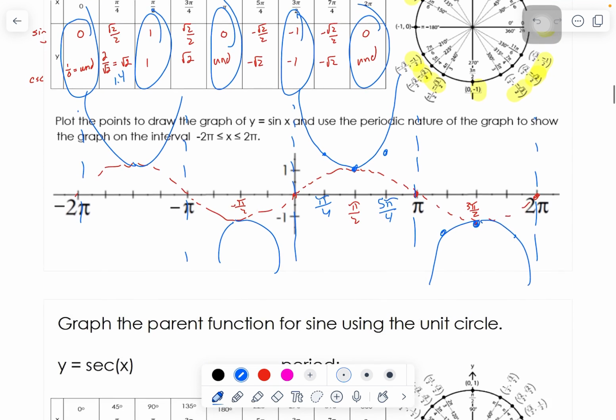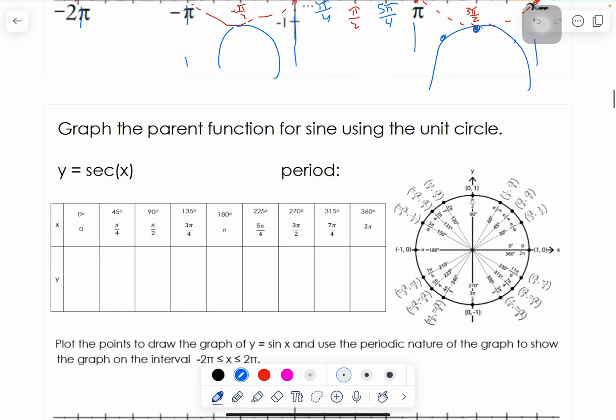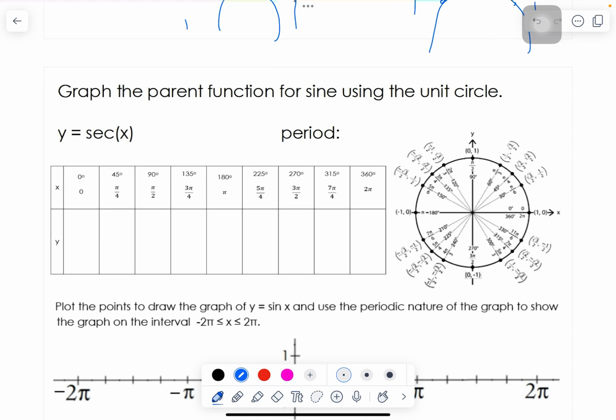So when I graph secant, it's really very similar. I'm going to skip completing the whole table and showing you all the reciprocals as before, but the only difference is now I'm going to go 1 over cosine of x. So if I did cosine, it is going to be again your x values.